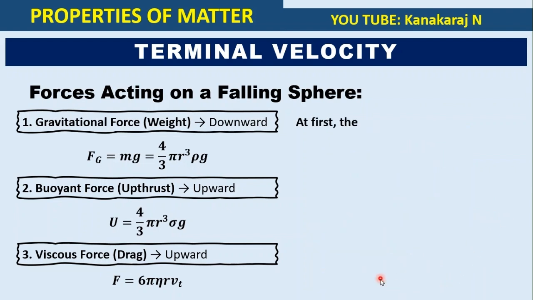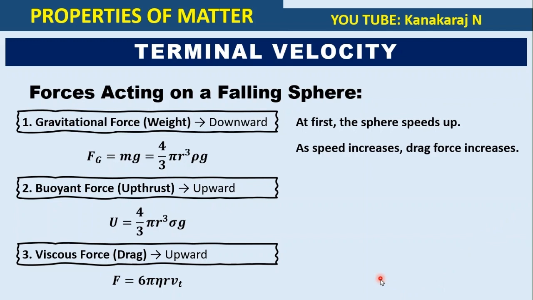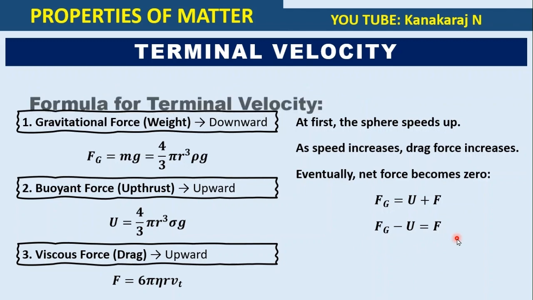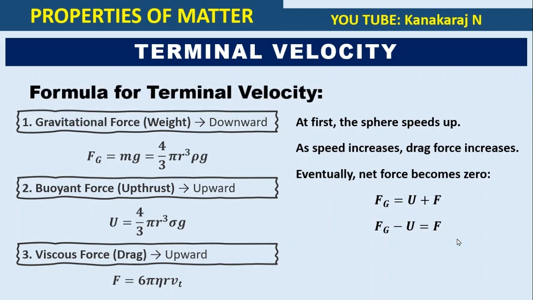At first, the sphere speeds up. As speed increases, drag force increases. Eventually, net force becomes zero. The total downward force equals the total upward force. There is only one downward force, Fg, which equals the total upward force, the buoyant force and the viscous force. Fg equals epsilon plus F. Fg minus epsilon equals F. Let us substitute the formula for each term here. We find the formula for terminal velocity.